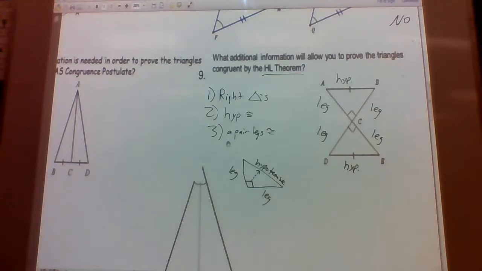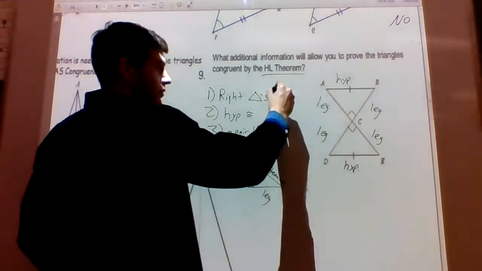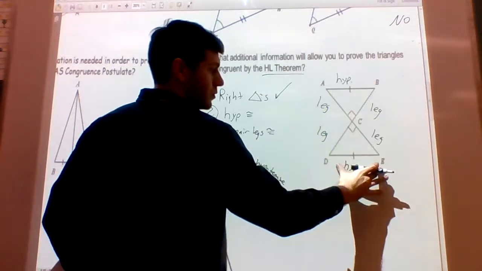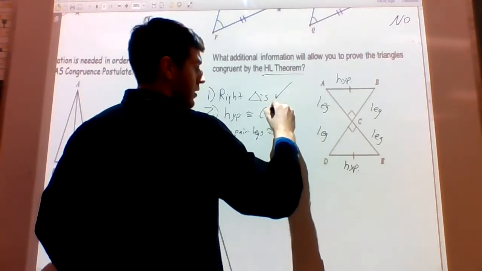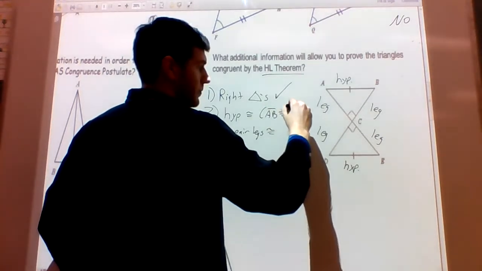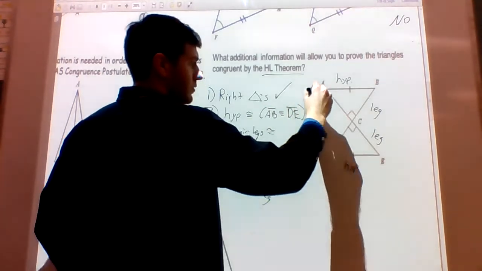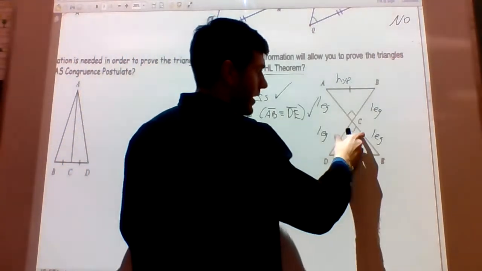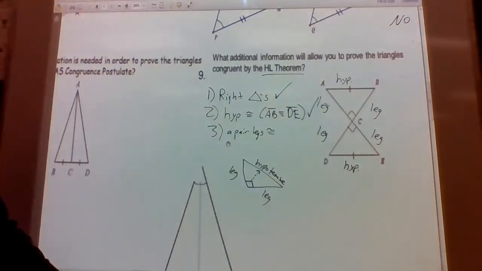So in order to prove these triangles congruent, what additional information do we need? So let's see what we have. We have right triangles, yes. We have hypotenuses that are congruent. Yes, AB is congruent to DE. Okay, so yes. Do we have a pair of legs? Not indicated on the diagram yet. So what additional information do we need? Well, we need a pair of legs to be congruent.